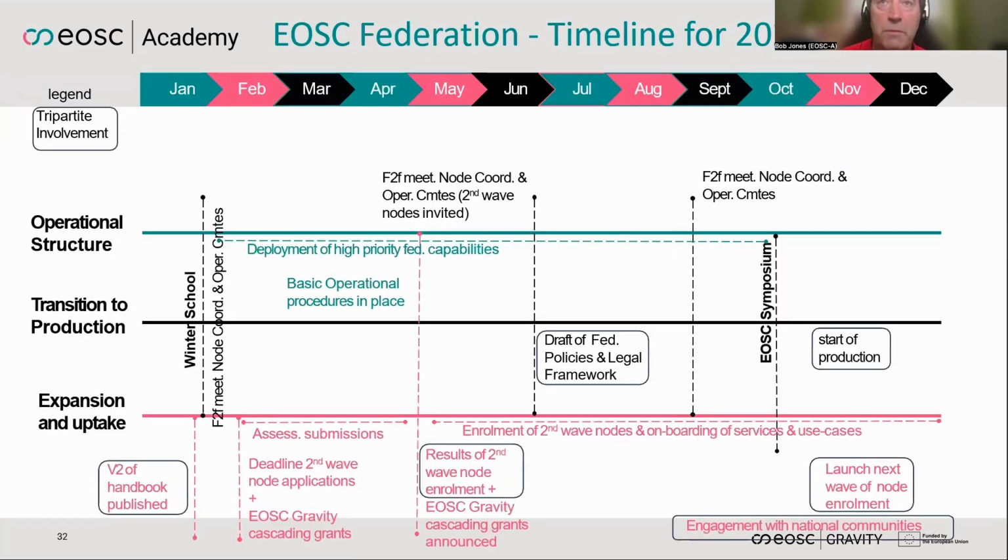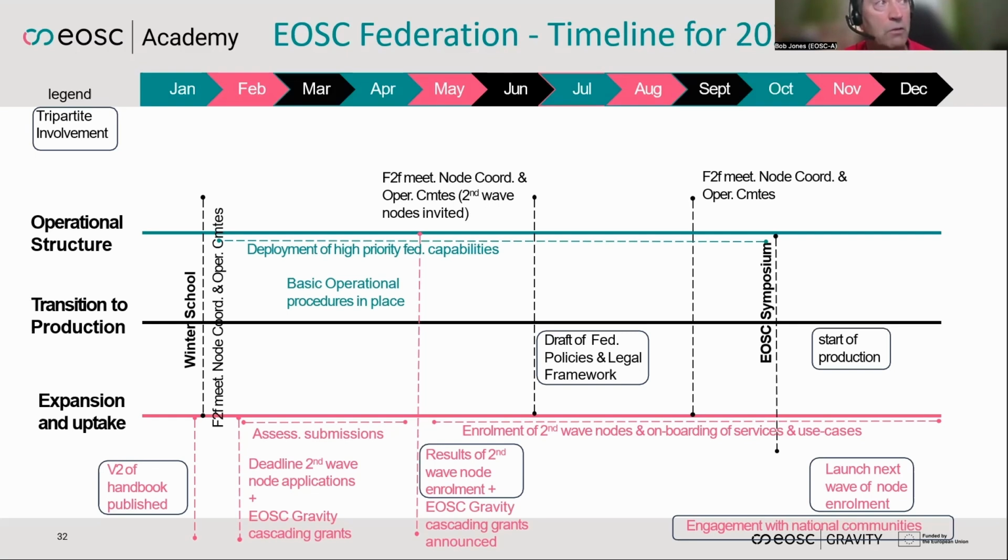If we look at all this in terms of a timeline for 2026 across the 3 horizontal lines, the 3 objectives: we started in January with the winter school, and then there was also the first face-to-face meeting of this new MOU structure. The handbook itself was published after being approved by the tripartite. Now we're starting the deployment of the high priority federating capabilities, things like the service monitoring, the help desk, and the FITSM service management. So we expect to have the basic operational procedures in place by the end of this month.